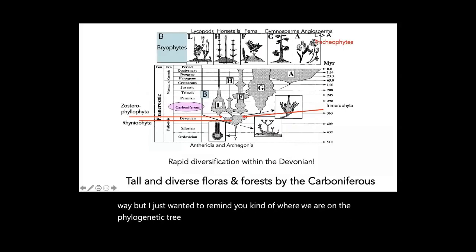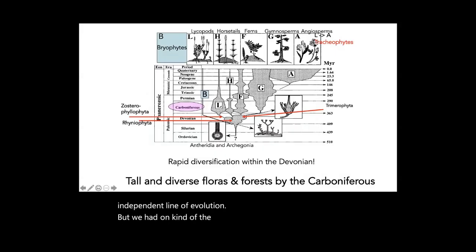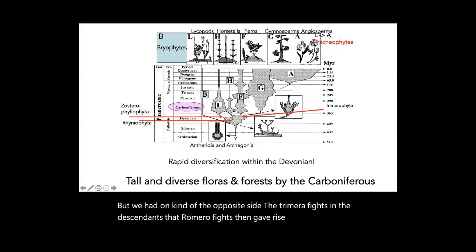Okay. Now I want to go back to this big, important explosion of diversity that happened by the end of the Devonian. So if you remember, we had this major split happening at the end of the Devonian, right? Where we had a line of plants known as the rhyniophytes, as well as the zosterophyllophytes, giving rise to this separate independent line of evolution. But on the opposite side, we had the trimerophytes, and the descendants of the trimerophytes then gave rise to things like ferns, gymnosperms, angiosperms, seed plants, okay?